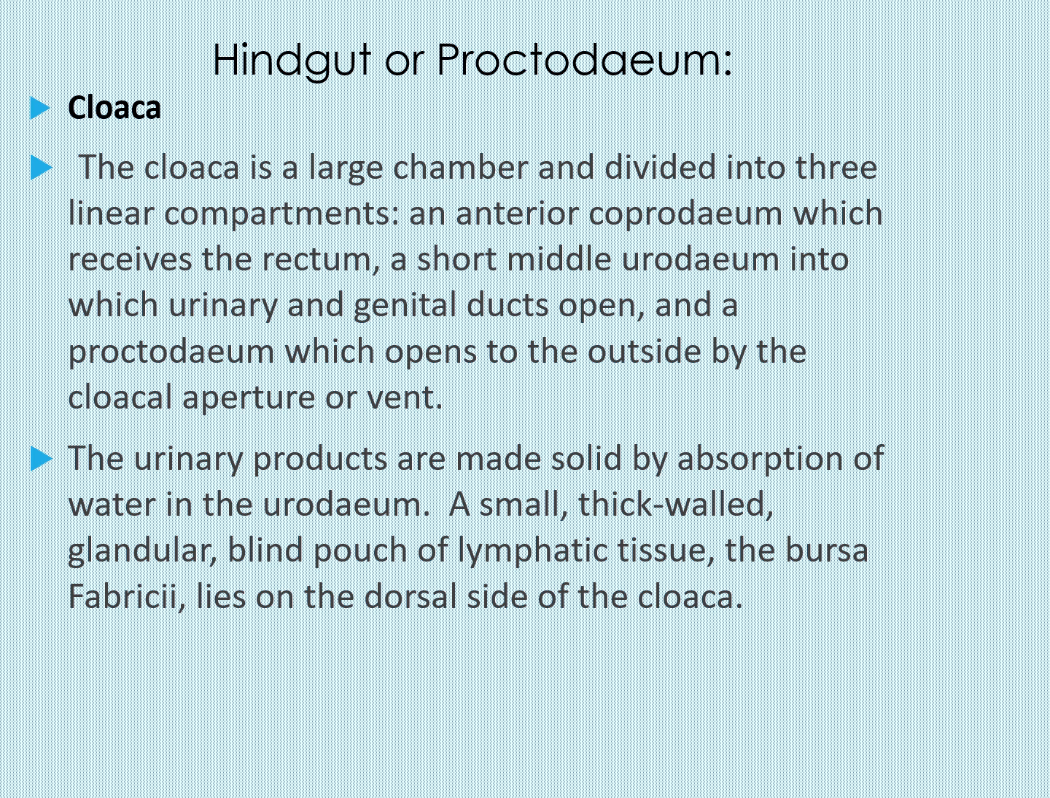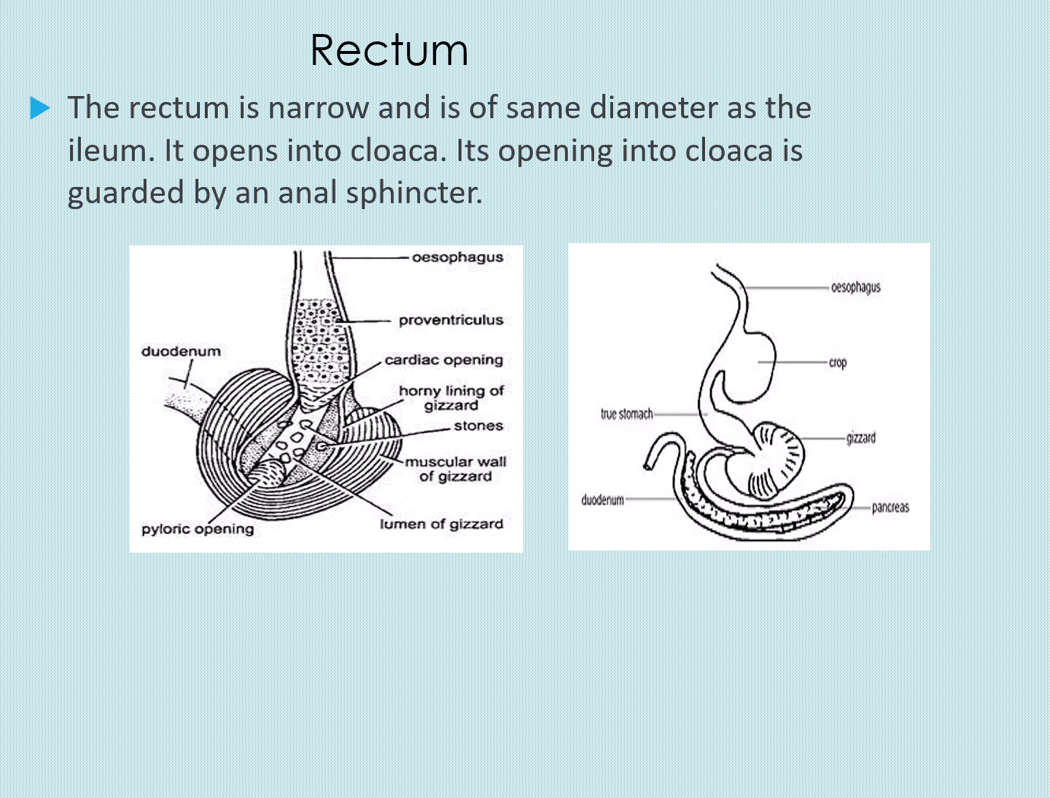and divided into three linear compartments: an anterior coprodeum, which receives the rectum, the middle urodeum, which receives the urinary and the genital ducts, and the proctodeum, which opens to the outside by the cloacal aperture or vent. The urinary products are made solid by the absorption of water in the urodeum. A small thick-walled glandular blind pouch of lymphatic tissue, the bursa of Fabricius, lies on the dorsal side of the cloaca.